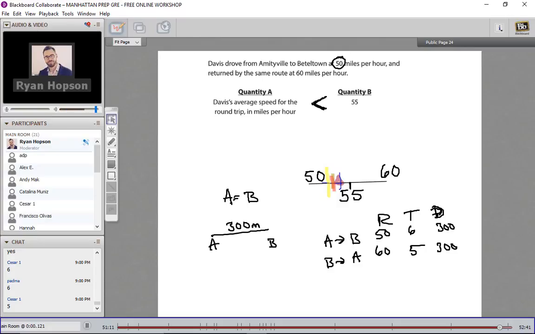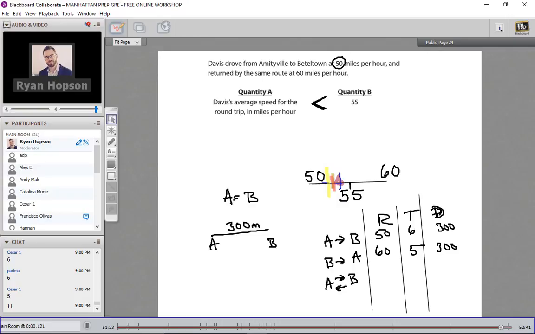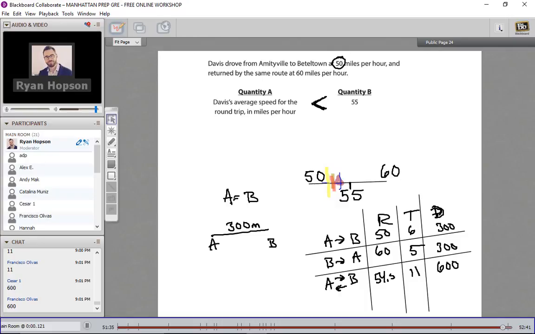How about round trip? A to B and back again. How much time do we spend through the full trip? Good. And how far do we travel? And if you do that math, our rate works out to be 54.54 repeating. That longer time at 50 miles an hour drags that average down. Nicely done, guys.